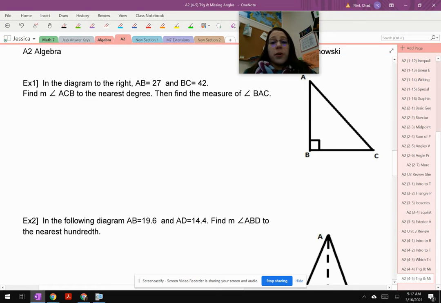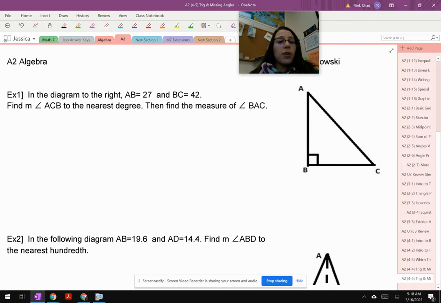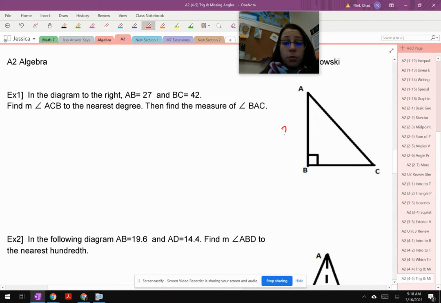Looking at our first example of 4-5 here. So again, we're starting this off just like we've done the other ones. Label, match everything, put all that markings on your diagram. So AB is equal to 27, BC is 42.